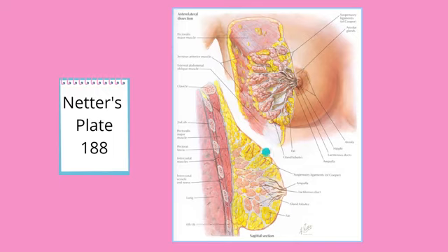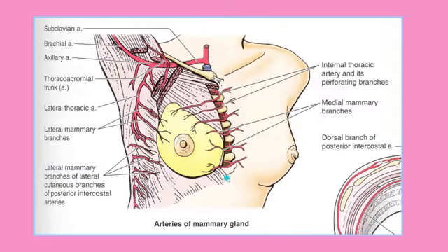And this is where we will see dimpling of the skin if there's a pathological process happening. And then right behind the breast is this retromammary space, which is just going to be loose connective tissue that separates the breast from pectoralis major. Now let's talk about the blood supply of the breast.